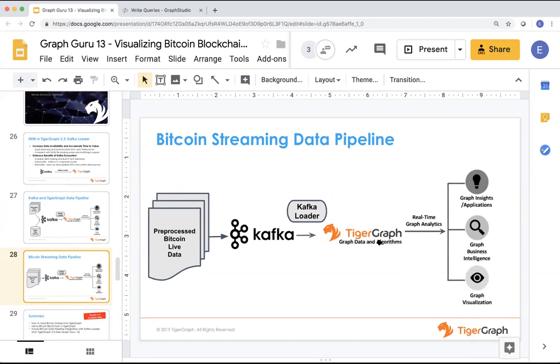If you look at our documentation for 2.3 or watch our webinar from Graph Guru 12, you'll know that you have to specify two configuration files in TigerGraph so that it recognizes where the external Kafka cluster is, how the messages are sent, the offset, and all kinds of information relating to the Kafka message queue.